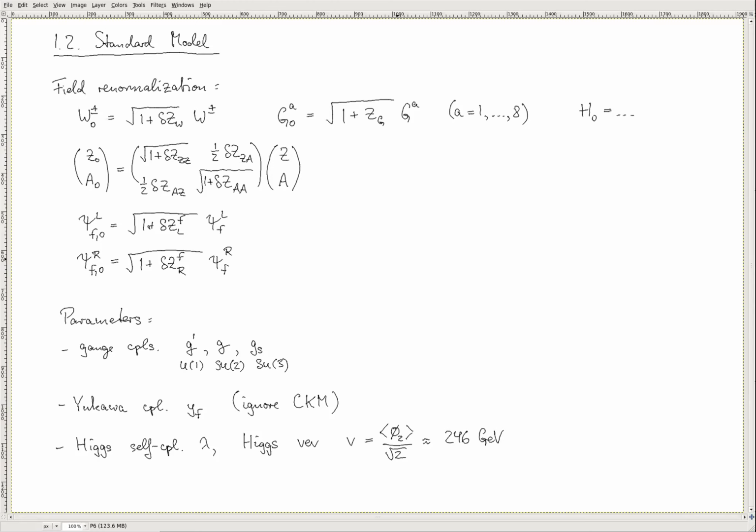And these coefficients get chosen such that any kind of physically relevant amplitude becomes finite.